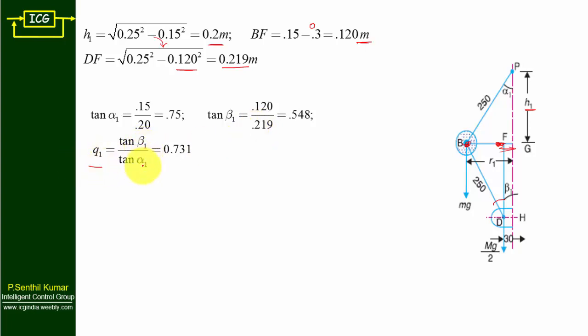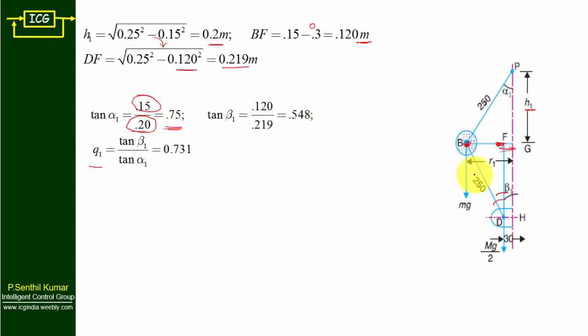Tan beta 1 divided by tan alpha 1. So here we have beta, here we have alpha. So what is tan alpha? Tan alpha equals opposite side divided by adjacent side. So what is the opposite side? PG. So PG is nothing but 0.15 meter. Then the adjacent side H1. So H1 value is 0.2 meter. So that's why we put 0.15 divided by 0.20. So you will get 0.75.